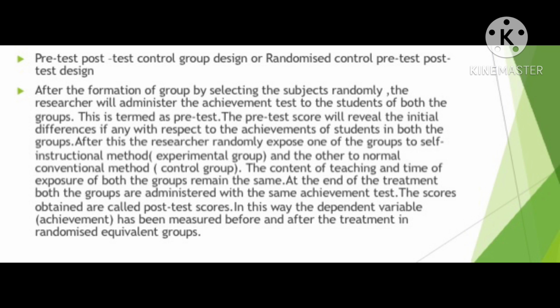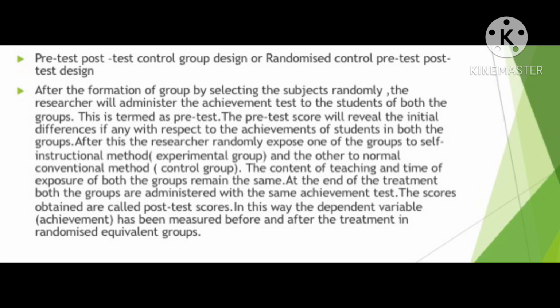After this, the researcher randomly expose one of the group to self-instructional method. Here also he is selecting the group randomly. Out of the two groups, he select one and give self-instructional method and the other one with conventional method. The content of the teaching and time of exposure of both the groups remain the same. At the end of the treatment, both the groups are administered with same achievement test. So this is after the treatment, so we can call it as a post-test. The scores obtained are called post-test scores.